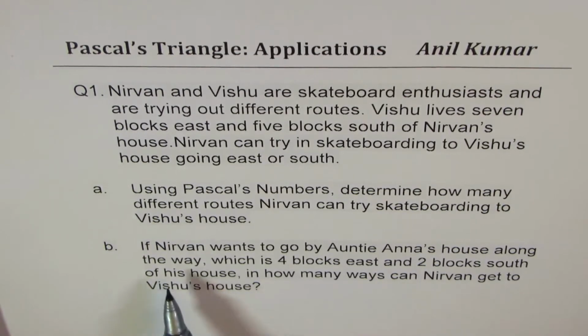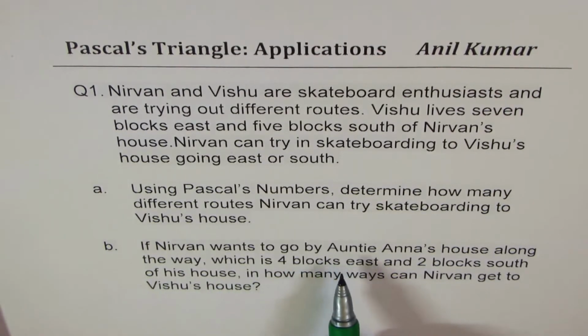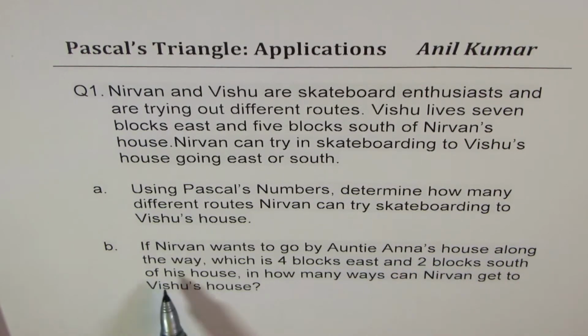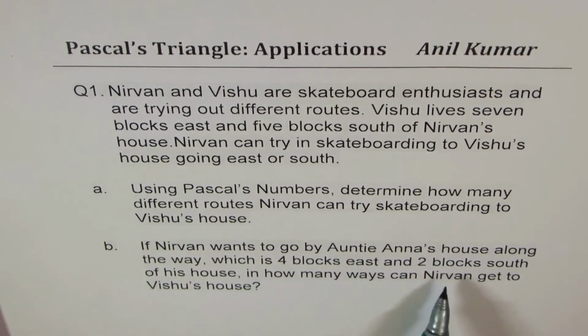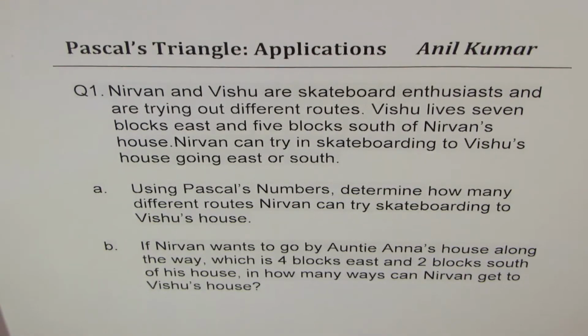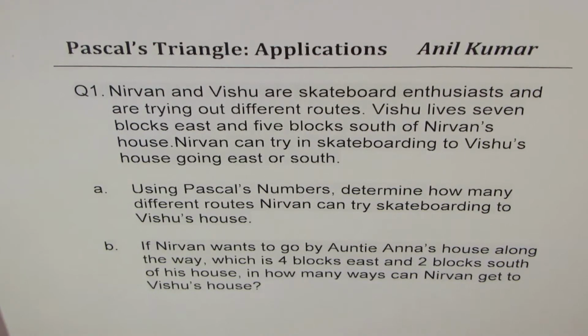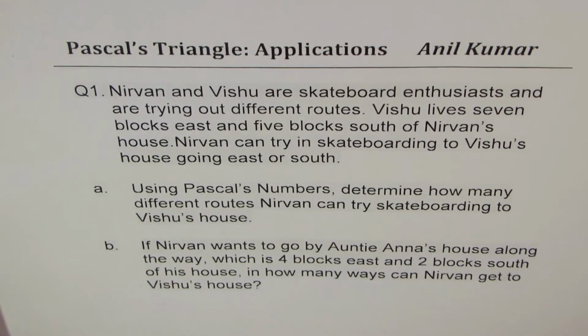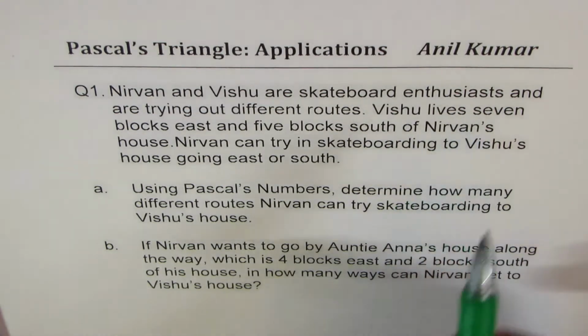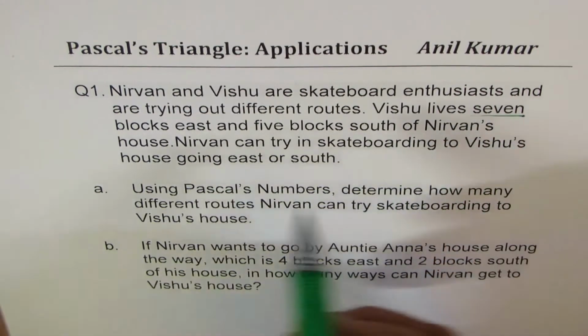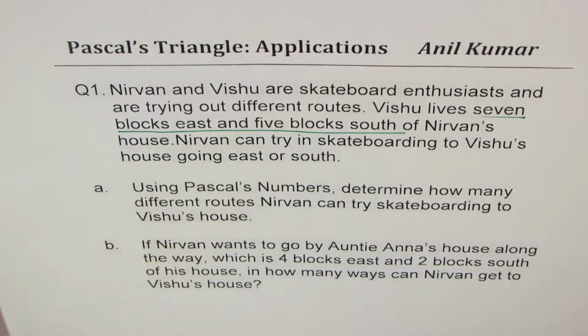B is, if Nirvan wants to go by Auntie Anna's house along the way, which is 4 blocks east and 2 blocks south of his house, in how many ways can Nirvan get to Vishu's house? So I'd like you to pause the video, copy this question, work it out, and then look into my suggestions. So we'll do part A first, where Nirvan goes direct to Vishu's house, and we are given that Vishu lives 7 blocks east and 5 blocks south, right?